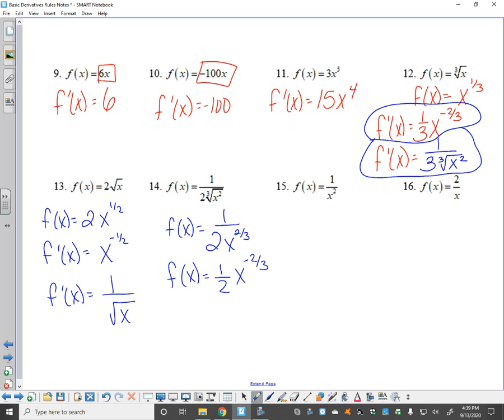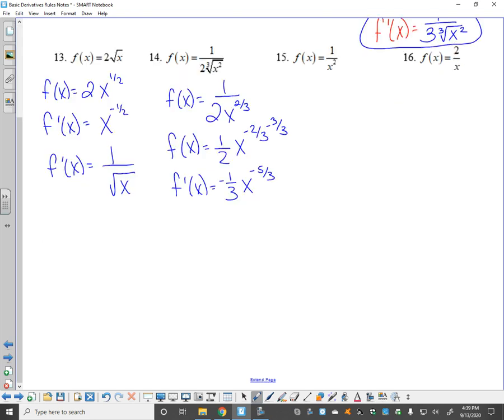Now I'm going to do the calculus. So f prime of x equals, all right, I'm going to bring the power down front, so 1/2 times the negative 2/3. The 2's are going to cancel. It's going to give me a negative 1/3 x to the, and then if I subtract 1, that's going to give me a negative 5/3. Now, you can write it like that, or let me write it as the cube root of x to the 5th, all on the bottom.